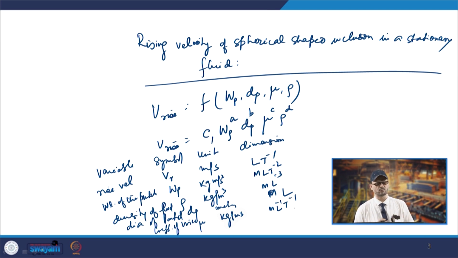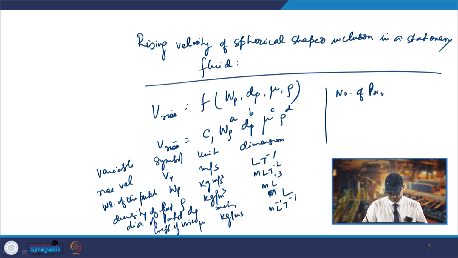So, once you know these dimensions, you have the idea and you have to equate on this side. You have to find the number of pi required in that case. Now, in this case, the number of primary quantities is 3, and the independent and dependent variables are Wp, dP, mu, rho, and V.